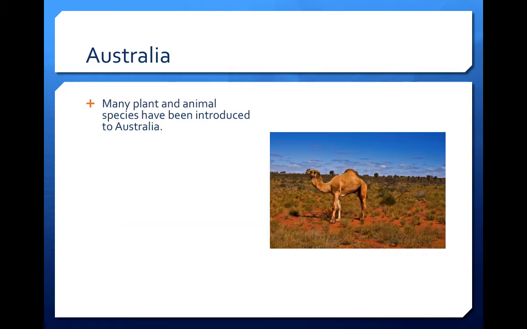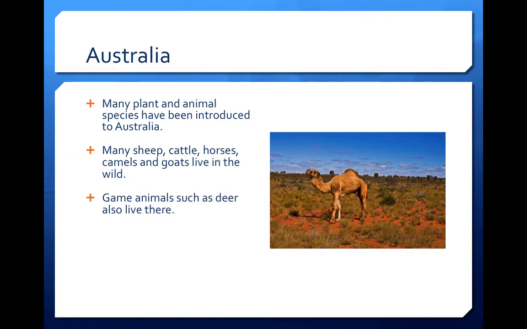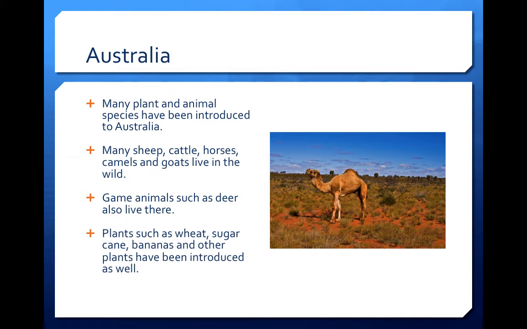Many plant and animal species have been introduced to Australia. Many sheep, cattle, horses, camels, and goats live in the wild. Game animals such as deer also live there. Plants such as wheat, sugarcane, bananas, and other plants have been introduced as well.